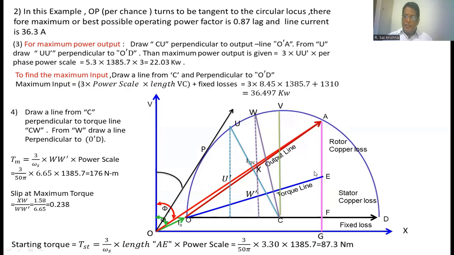Next, we have to calculate the starting torque. See, this line AG is representing the power taken by the induction motor at the time of starting, nothing but the blocked rotor test data. This is nothing but the rotor copper loss. This length is nothing but the rotor input. So when you're going to find the starting torque, this length you convert to power. So 3 by omega S into length AE into power scale, substituting all the values, getting 87.3 Newton meter.